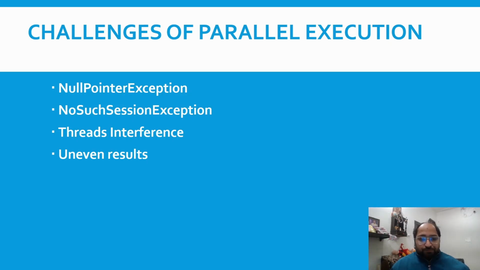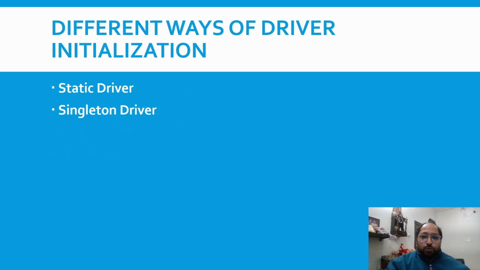Because while working with parallel execution, we usually create multiple threads through testng.xml, correct? So when we create multiple threads, as a result multiple driver instances are created, and these start interfering if no thread safety logic is implemented, right? And as a result, we get uneven results. Okay, so let us quickly try to understand the same.